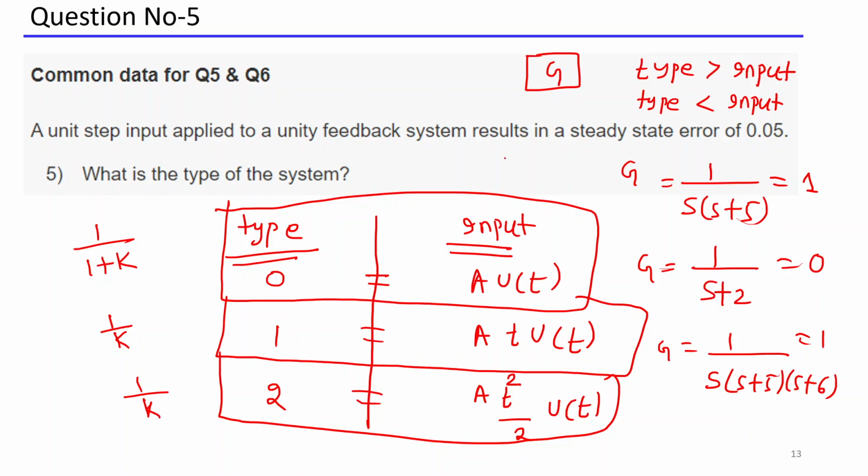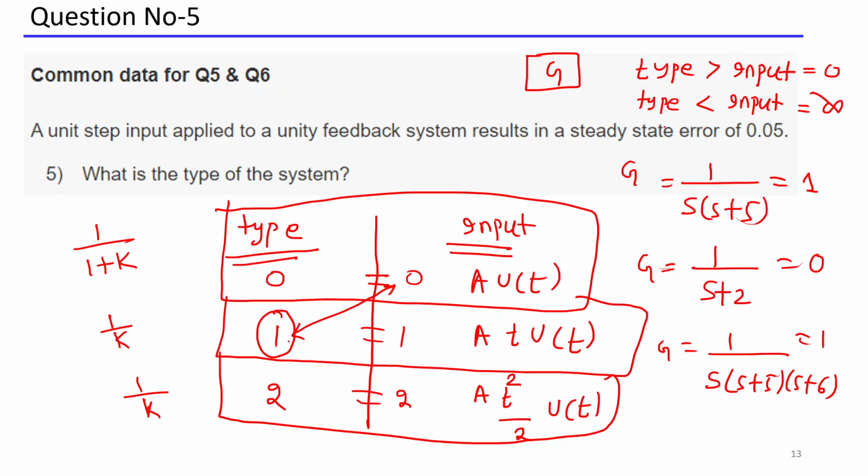Type is greater than input means what? In which case is the type greater than input? Let's say type 1 and input is step input. I am just paralleling them: if it is 0 this will be 0, if it is 1 this will be 1, if it is 2 this will be 2. So type 1 is greater than input. If type is greater than input, then the steady state error will be 0. If type is less than input, then the steady state error is infinity.